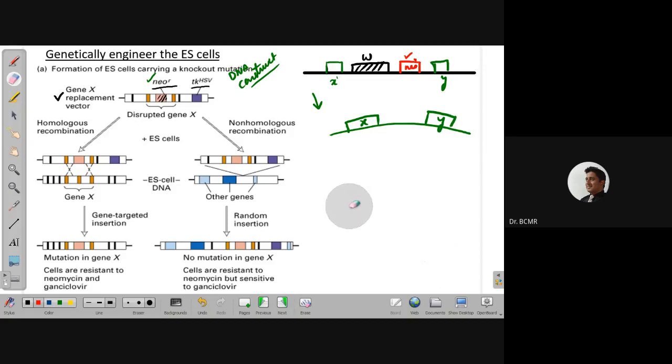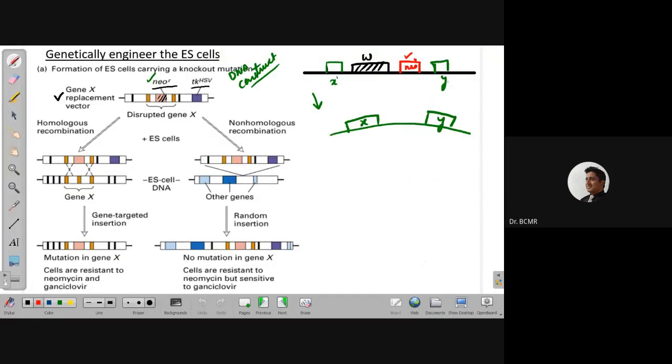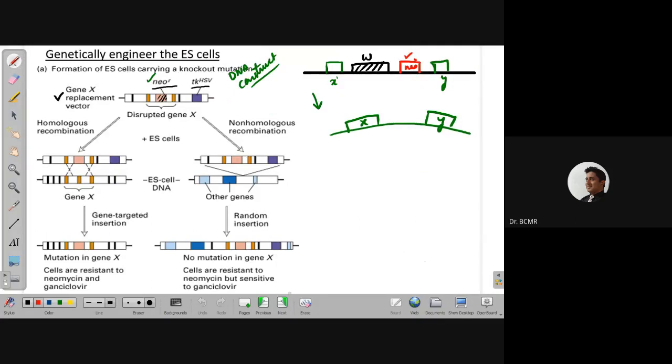So I'll erase this again. Now there is also one more point in the establishment here. I said that we have the transgene W in the DNA construct. Between X and Y, we want integration only to happen between X and Y. So we have put it in this way so that it is easy. I mean, W is between X and Y in the construct. Now we also need to have it nowhere else. For that, we have an issue.